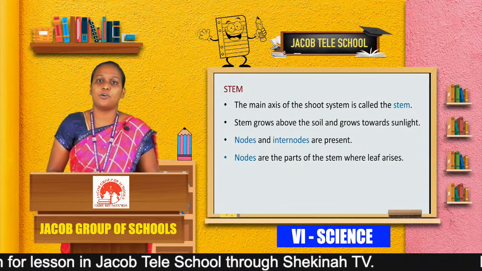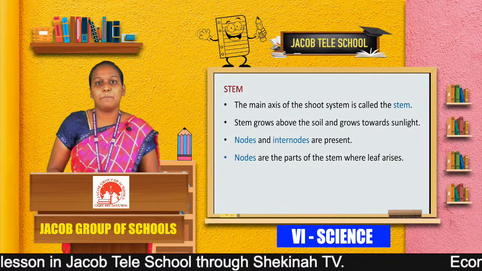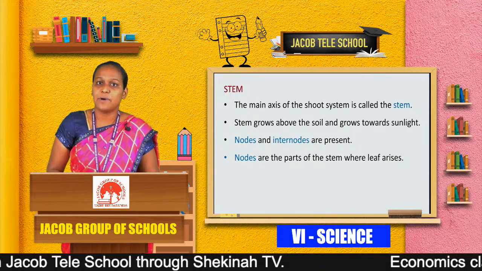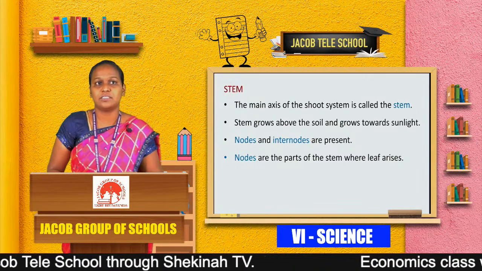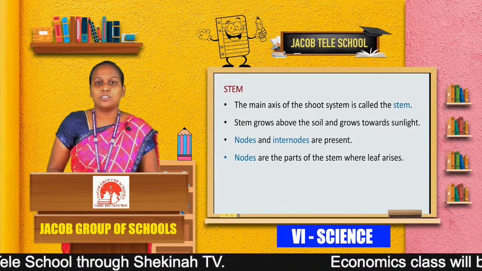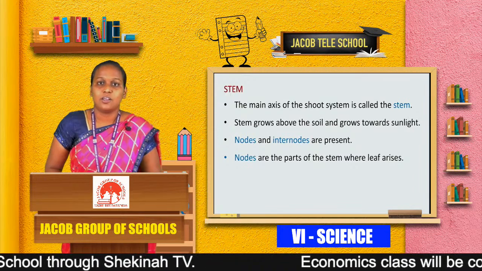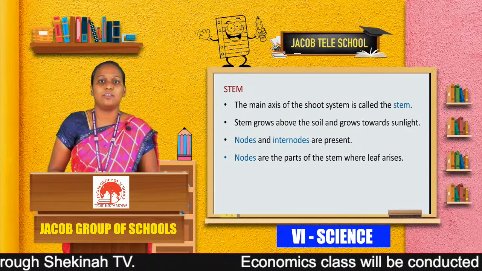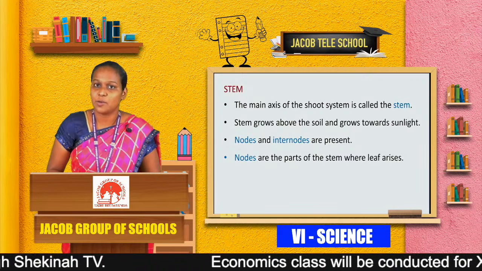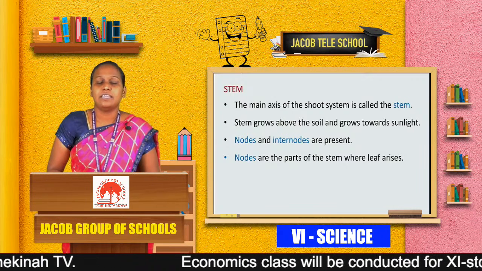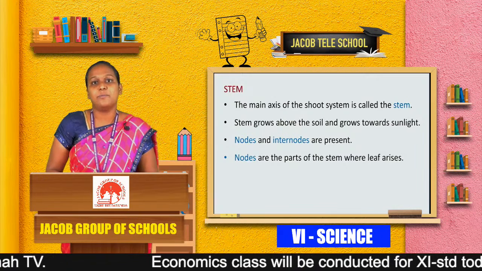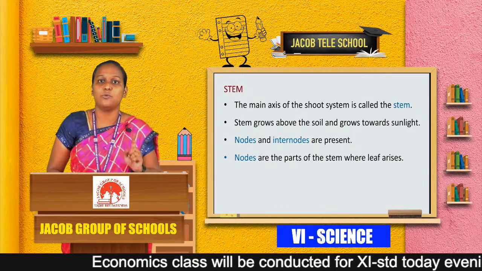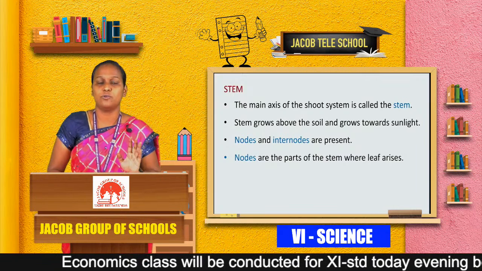First in the shoot system we are going to see the stem, the main axis of the shoot system. The stem is the main part of a shoot system. Have you seen the stem? Yes. Stem grows above the soil. Root grows under the soil, but stem grows above the soil and towards the sunlight. Here nodes and internodes are present. Nodes and internodes are present only in the stem, not in the roots.